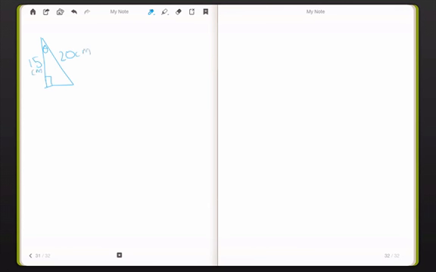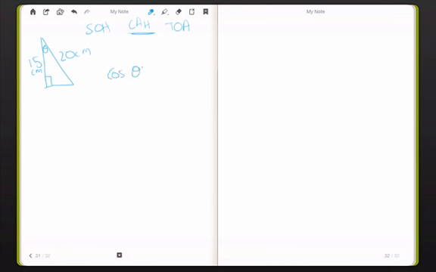What we need to do is figure out whether we're going to use SOH, CAH or TOA. Now, what sides do we know? We have an angle. We don't have the opposite, so we can't use that. We do have the adjacent side, and we have the hypotenuse. So we're going to use CAH because we have the adjacent and the hypotenuse, which means cos.